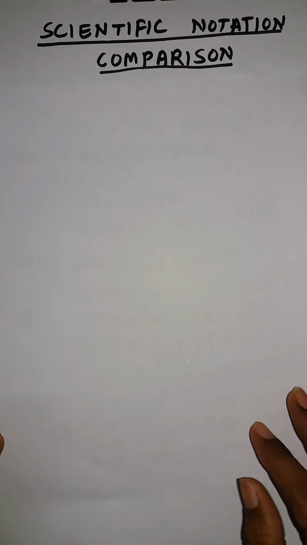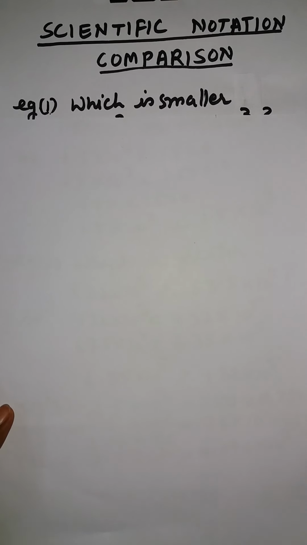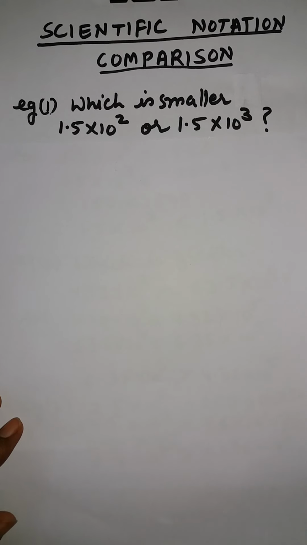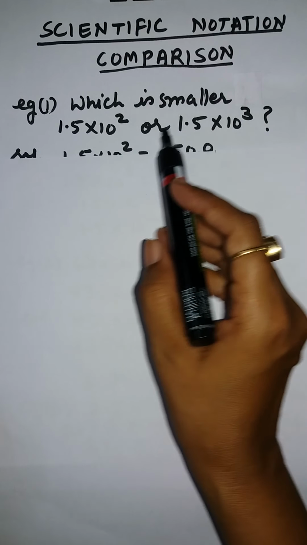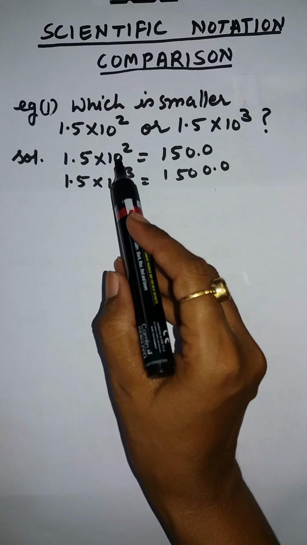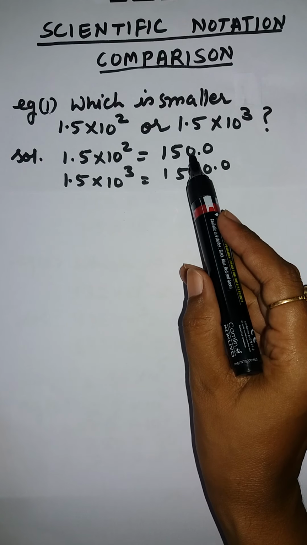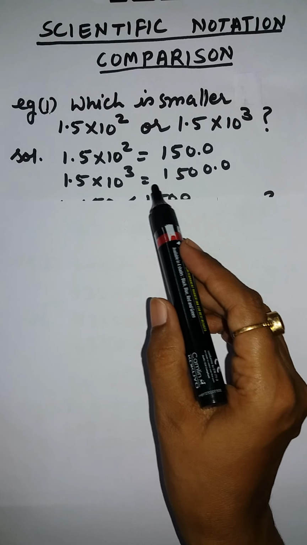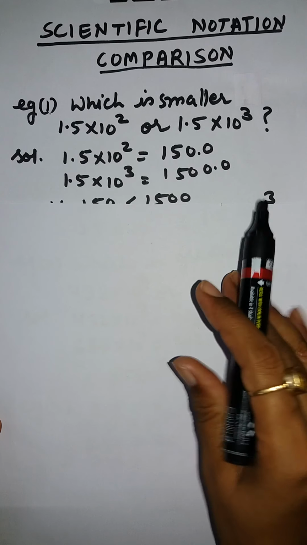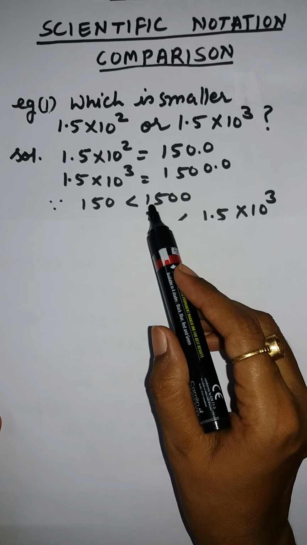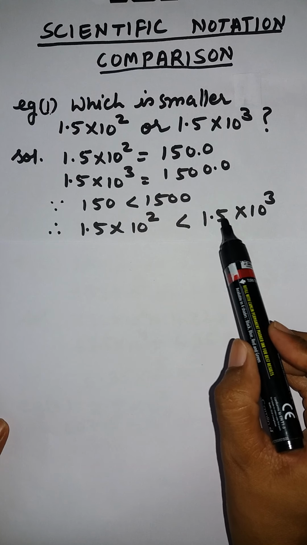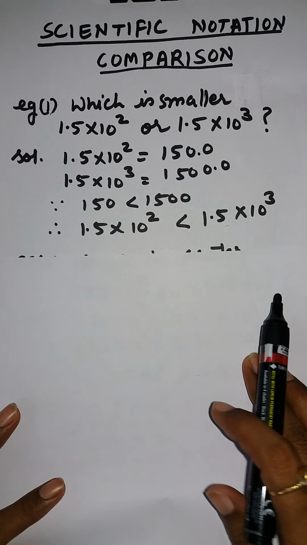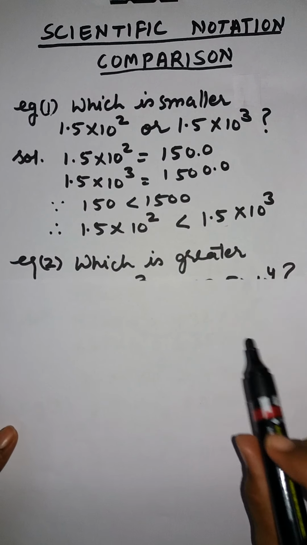Scientific notation comparison. Let us compare the numbers given in the form of scientific notation. For example, which is the smaller, it is asked. 1.5 multiplied by 10 raised to the power 2 or 1.5 multiplied by 10 raised to the power 3. Let us solve. 1.5 into 10 raised to the power 2 can be simplified as 150. 1.5 into 10 raised to the power 3 can be simplified as 1500. We know 150 is smaller than 1500. So we can say 1.5 into 10 raised to the power 2 is less than 1.5 into 10 raised to the power 3.